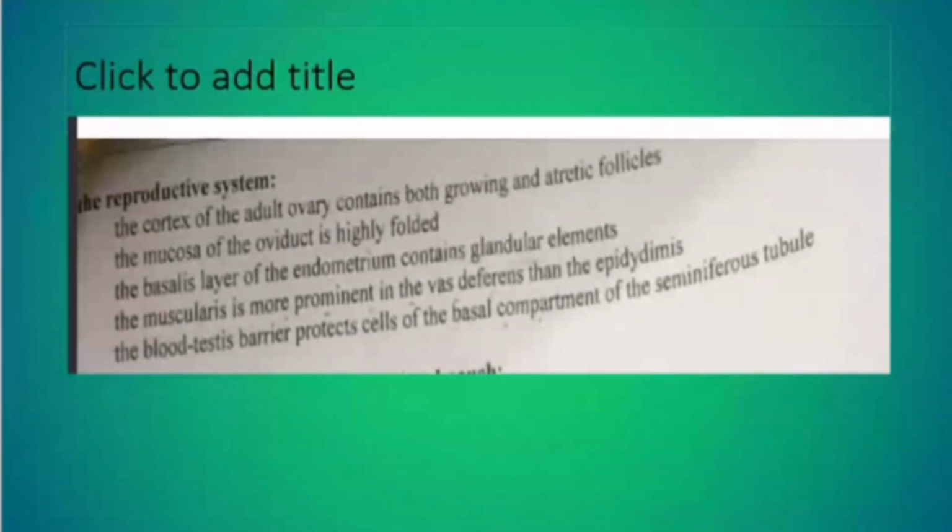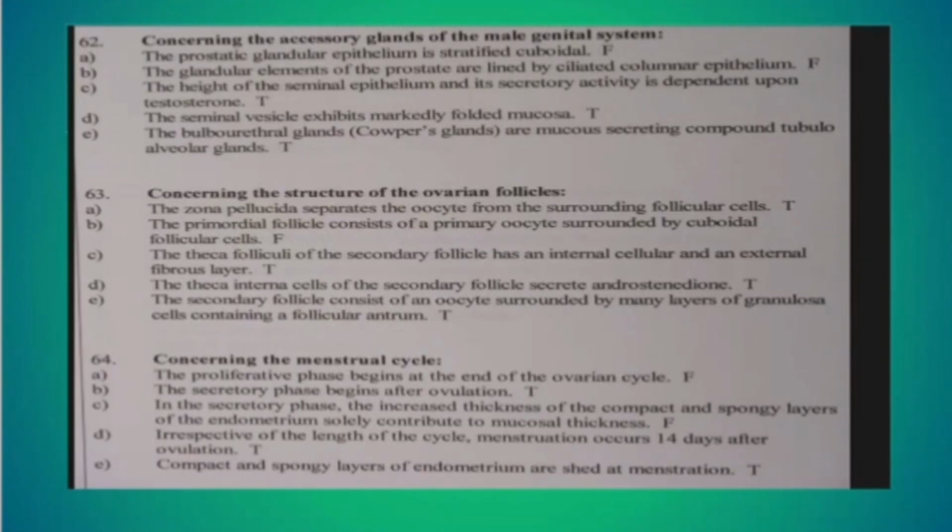The muscularis is more prominent in the vas deferens than in the epididymis. This is definitely true. In the vas deferens, you've got three layers, unlike in your epididymis. Next, the blood-testis barrier protects cells of the basal compartment of the seminiferous tubule, so it protects cells that are in the what? In the abdominal compartment. Then I think this one is getting answers. This is our last one.